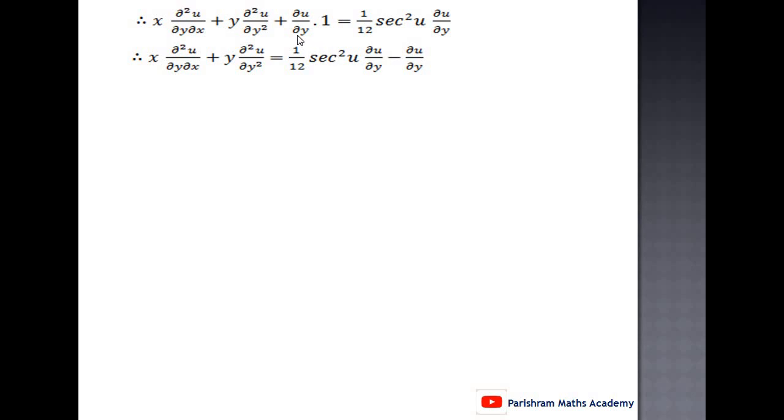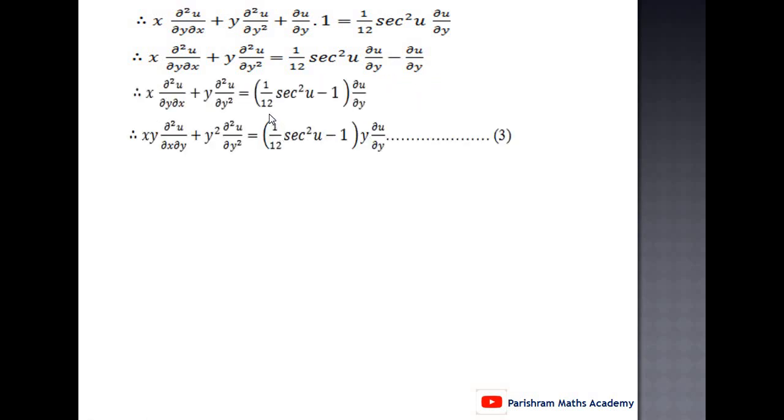We can transfer this last term, the third term, to the right hand side. We get 1/12 sec²u ∂u/∂y minus ∂u/∂y. Then on the right hand side we can take ∂u/∂y as common. We get (1/12 sec²u minus 1) bracket complete into ∂u/∂y. Then multiply by y on both sides.